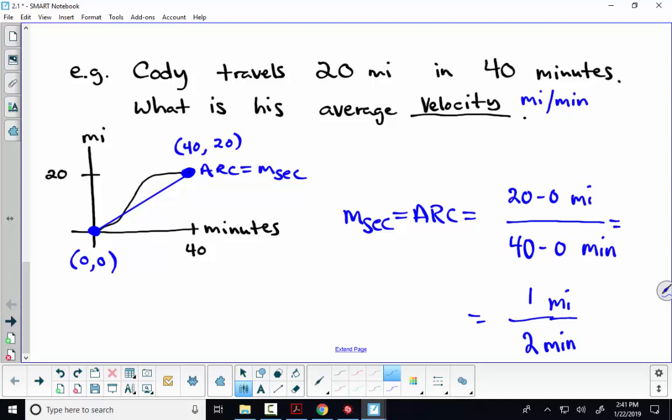Or if we want to do miles per hour, convert that to miles per hour. But again, all that's saying is, on average, from the time I leave my house to the time I arrive at school, I travel 1 mile every 2 minutes. Even though, on the interstate, like here, my velocity is a lot more than 1 mile every 2 minutes.